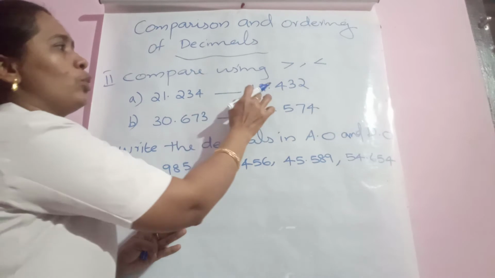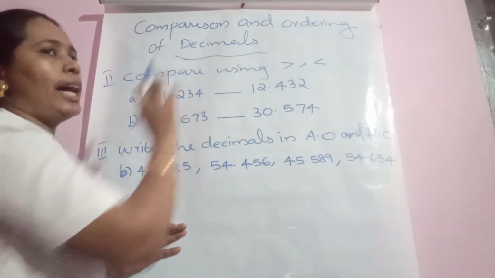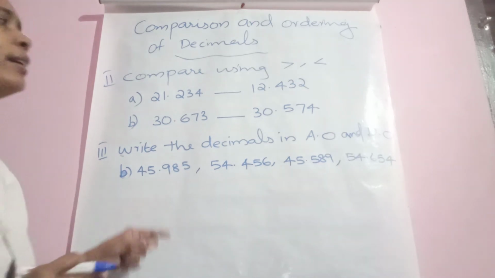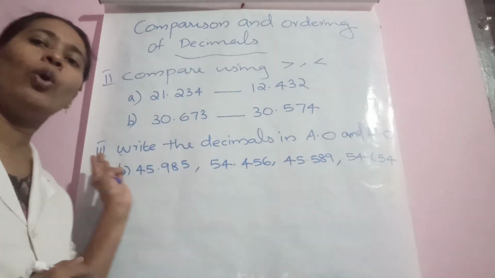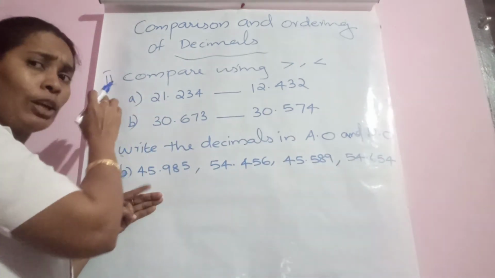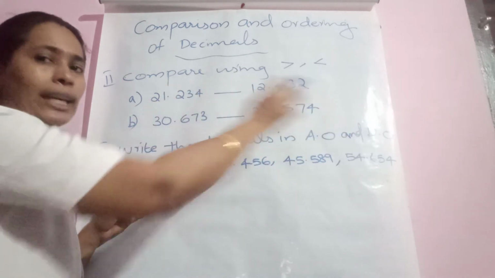21.234 minus 12.432. We have to compare and keep either the less than or greater than symbol in between the 2 decimals. So here the comparison starts from your whole number part. From left to right you have to move.